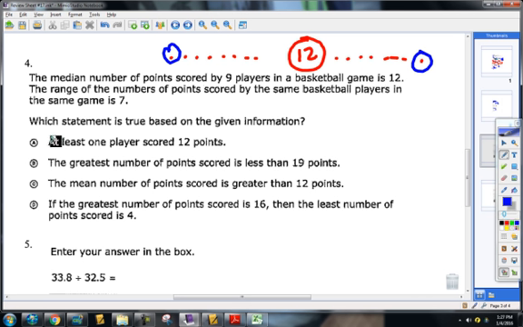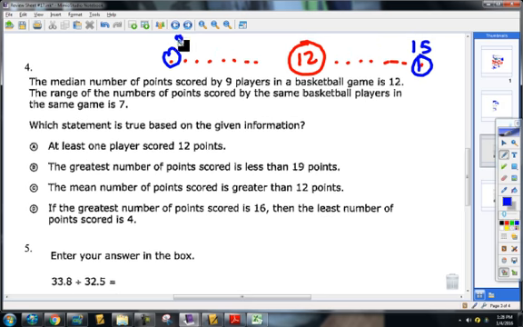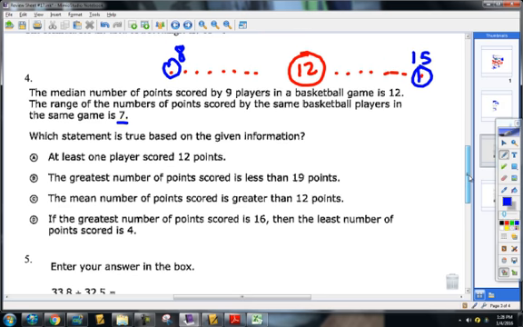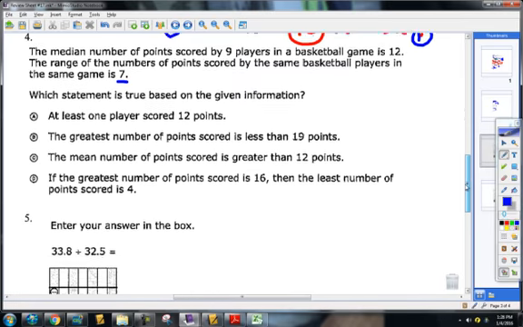So based on that, we need to figure out what's true here. What I did is I said, okay, what if I just made up numbers, and if the maximum number of points scored was 15, and since my range is 7, then the minimum one I made up must be 8, because 15 minus 8 is 7. Now, based on that information, go through and figure out which one you feel would be true in this situation. It's kind of a tricky question, but we'll see how you guys do on that one. I want to see where you're at on that one.